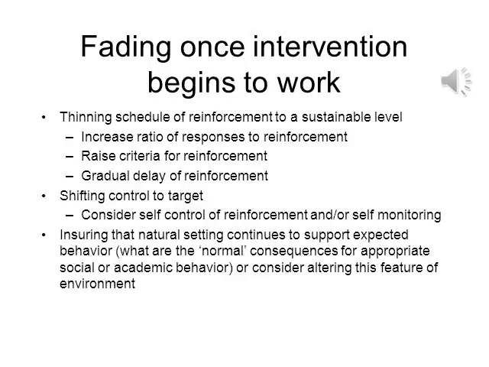So any differential reinforcement plan needs to involve a plan for somehow moving back towards more natural kinds of reinforcement. One of these may involve thinning the schedule of reinforcement to a sustainable level, increasing the ratio of responses to reinforcement, raising criteria for reinforcement, delaying reinforcement. It could involve shifting control to the target person by using self-management, and so forth. Your book talks about the idea of fading initial levels of reinforcement back towards something that's sustainable or natural. Otherwise, the people in charge of interventions may be unlikely to continue to implement them with some fidelity.